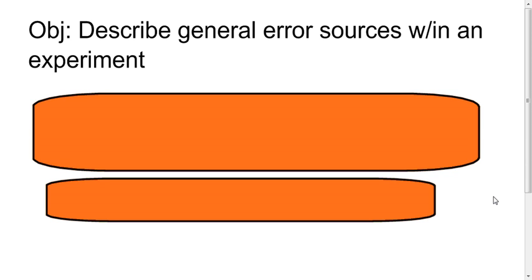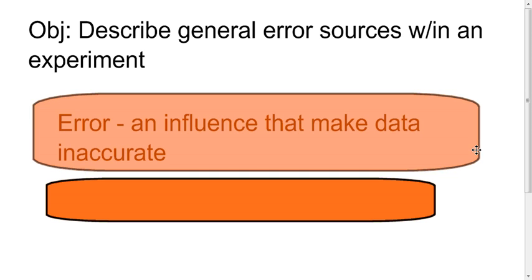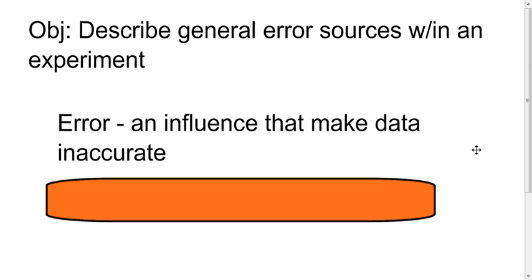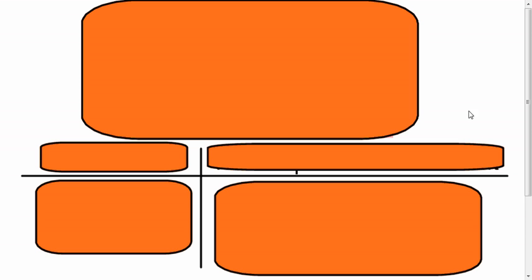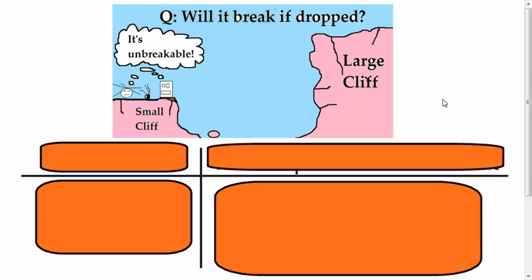The purpose of this video is for you to be able to describe general error sources within an experiment. Error is an influence that makes data inaccurate, and it's always going to be present in any experiment. To illustrate what error is, I'm going to go through some experiments and highlight how they contain error within them.